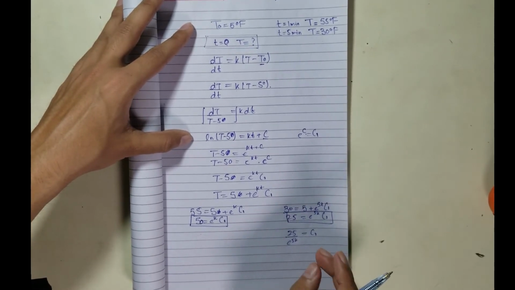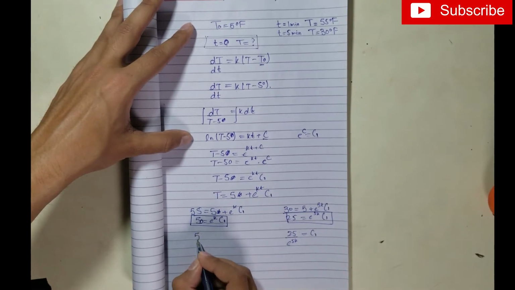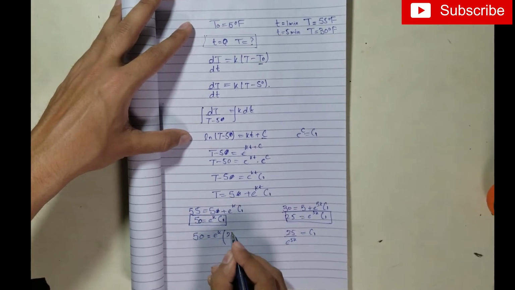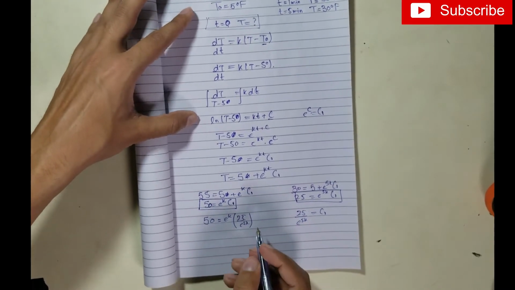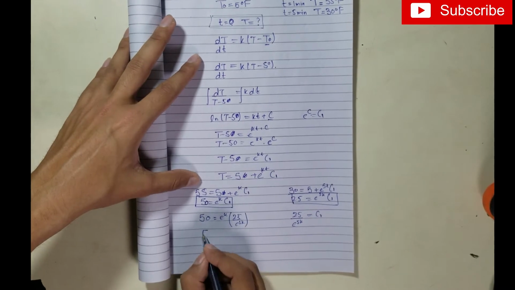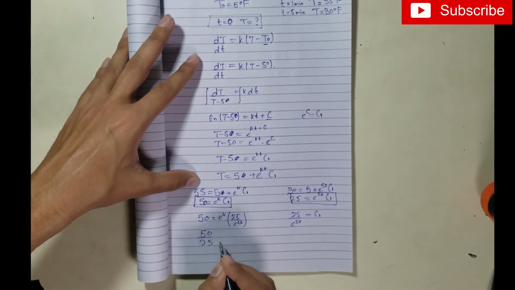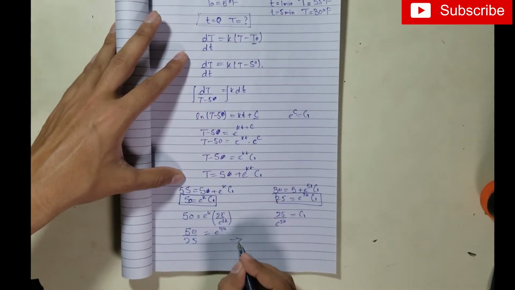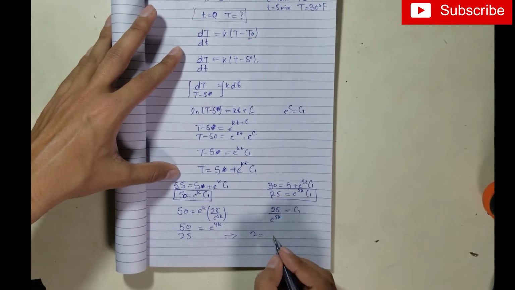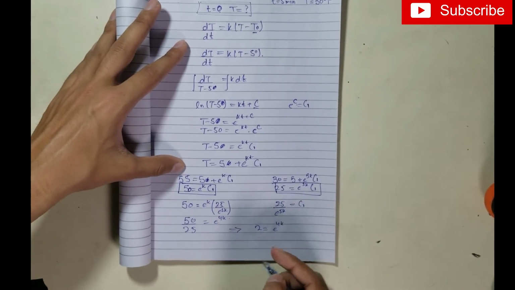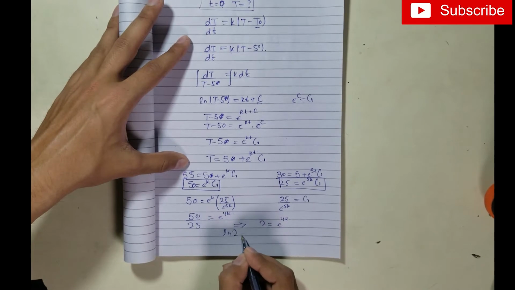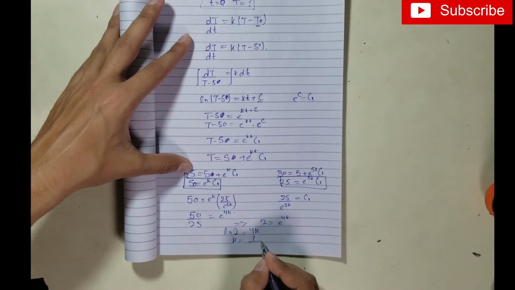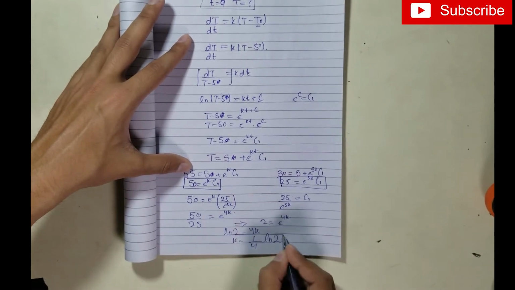Putting the value of c1 into this equation, so 50 is equal to e raised to the power k, putting the value c1 25 divided by e raised to the power 5k. Now simplifying the expression further, 50 by 25 is equal to e raised to the power 4k. So this expression will reduce into 2 is equal to e raised to the power 4k. Now taking log of both the sides, so ln 2 is equal to 4k. So k is equal to 1 by 4 ln 2.